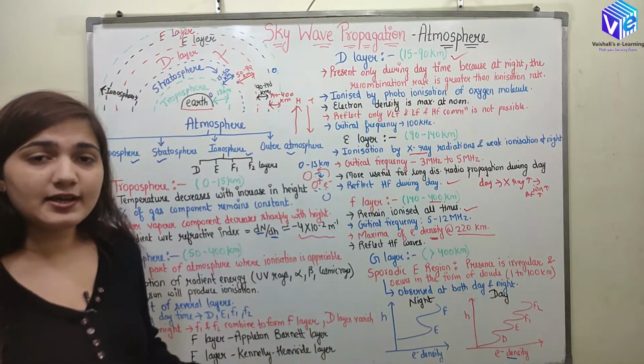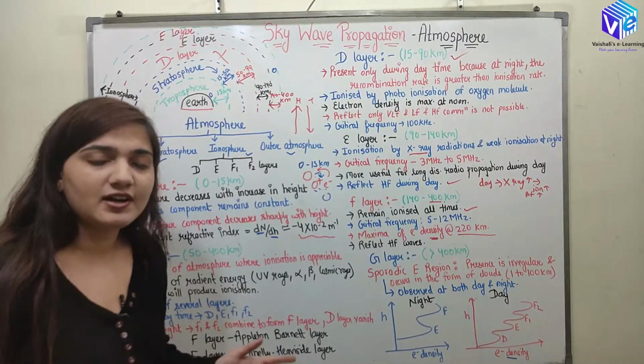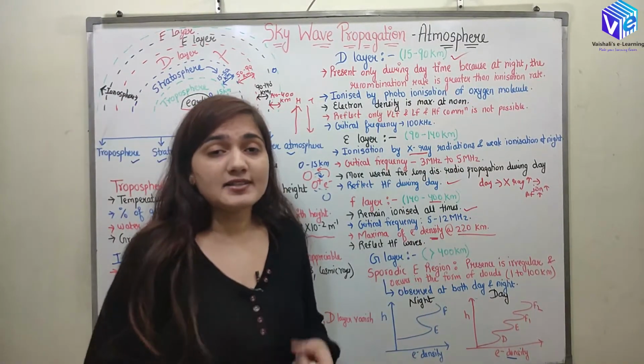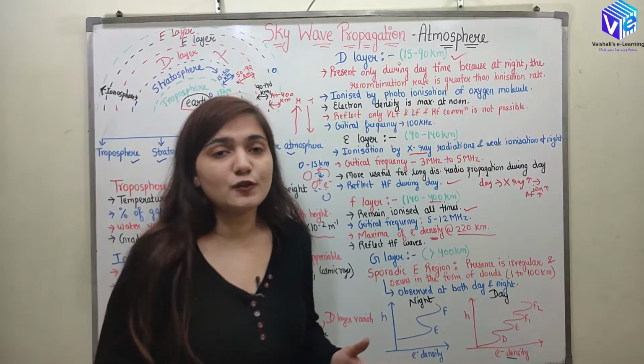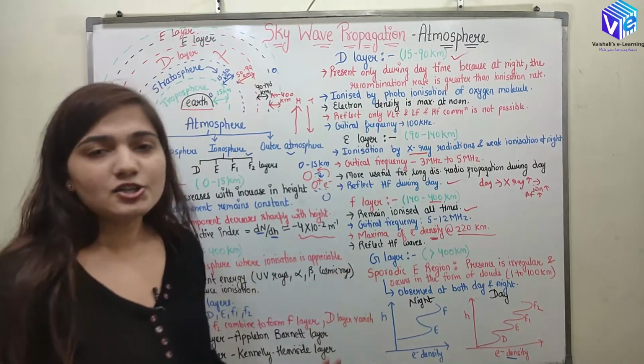Now coming to the G layer. The outer atmosphere layer is also called the G layer, which is present after 400 kilometers. As I have already told you, we don't have much impact of the gravitation of Earth. The impact of Earth's gravitation is negligible in the G layer.